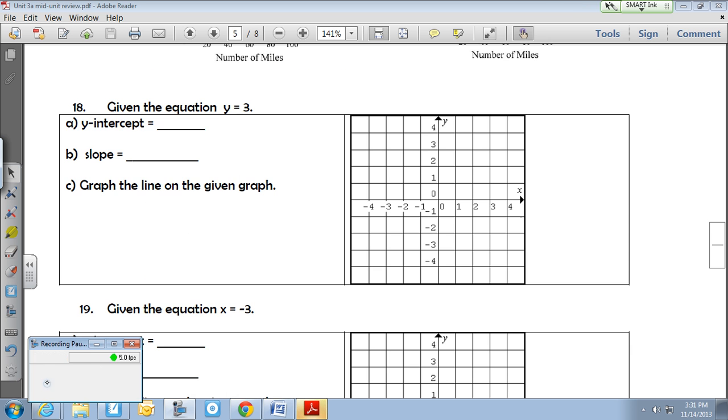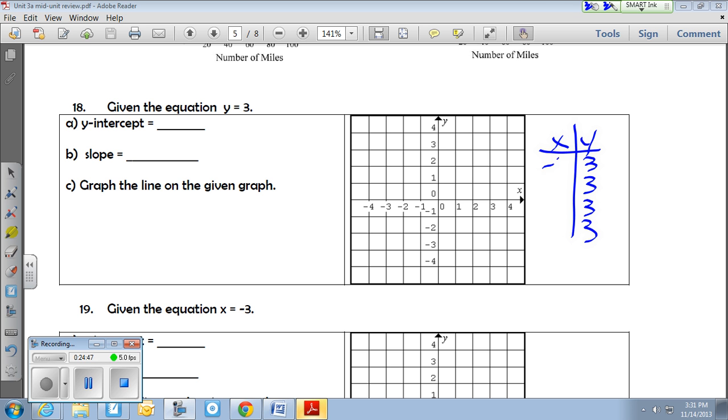Okay, so let's make sure we understand when we have an equation that's just y equals a number or x equals a number, like we see in 18 and 19. Let's just graph y equals 3 first. And for these, I told you to go ahead and make a table of x and y values. And this is just saying that y is always 3 no matter what my x is. I can graph that: -2, 3, -1, 3, 0, 3, 1, 3.